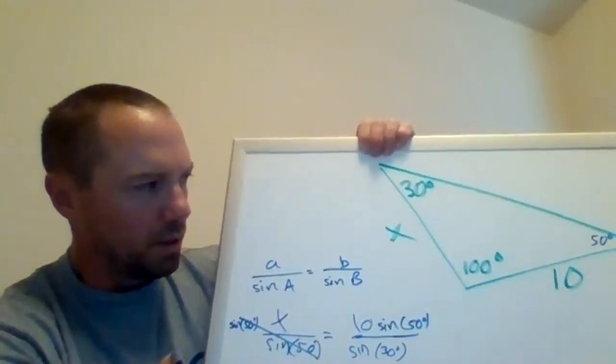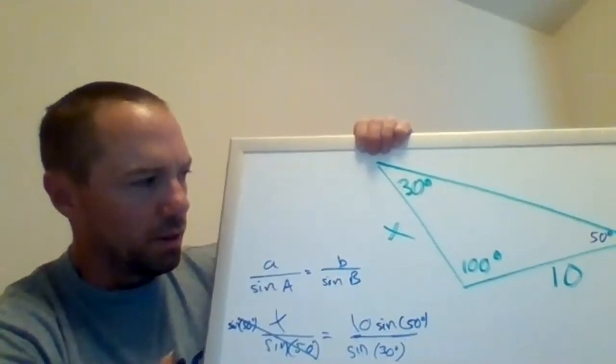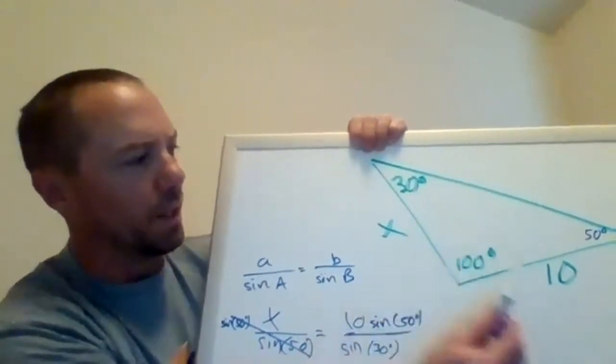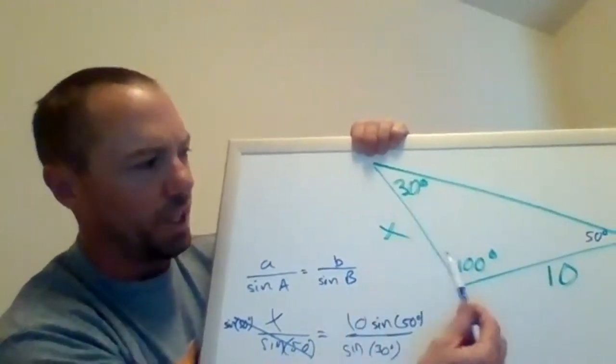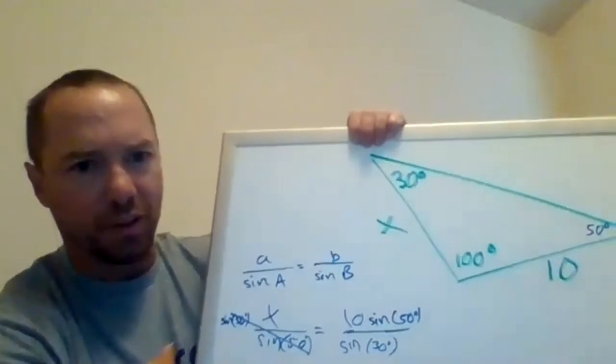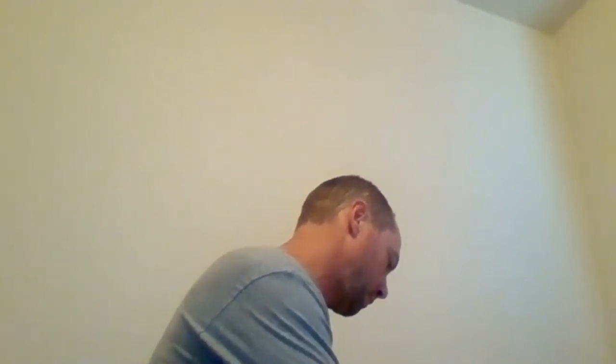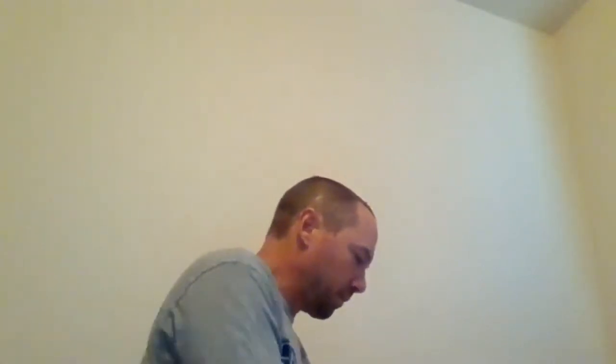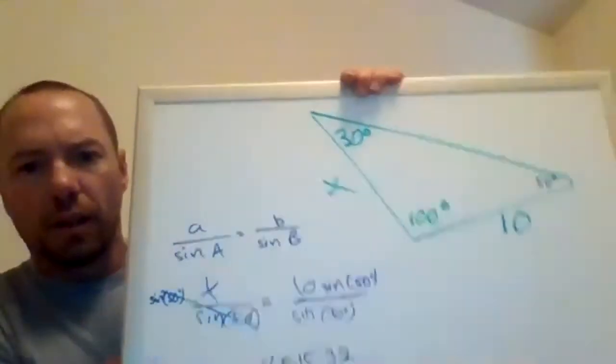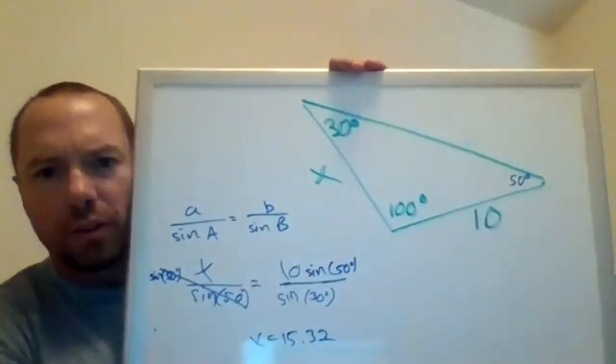I got 15.320. Is that wrong? It sounds awesome. And here's why, Deanna. Like I said, because 10 is across from 30 and you got something a bit bigger than 10, I think that's totally going to be right. Let me type it in on my calculator. I got 15.3 too. Cool. So there's our solution there.